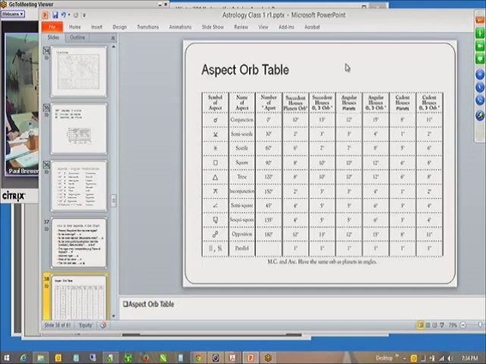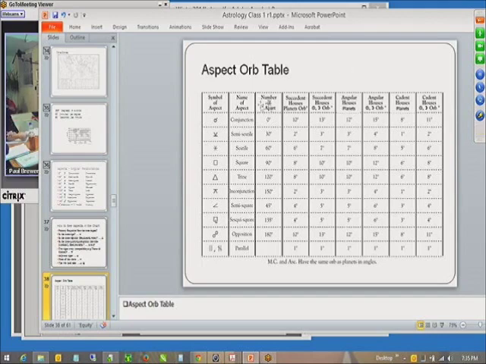Okay, now the reason I brought this up is that you should have a good understanding of this table. And so what you do is, as you're reading charts, you're constantly referring to this table, but you should study the table carefully. So when somebody hands you a chart, you can look at it and pretty much know where all the key aspects in the chart are, because you have a good idea of how wide the orbs are.